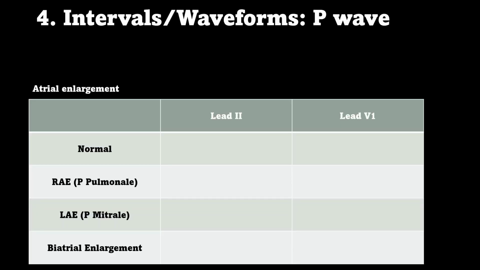So we're going to go over some crude drawings of atrial enlargement. Don't judge, I did terrible in art class in middle school. So our normal P waves should be upright in lead 2 and biphasic in V1.